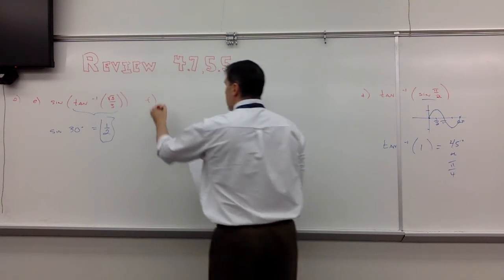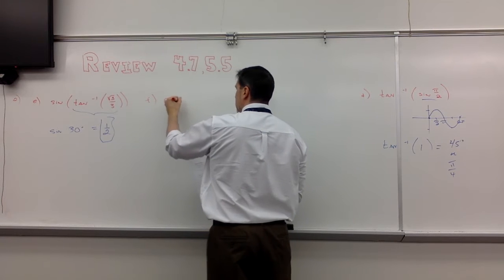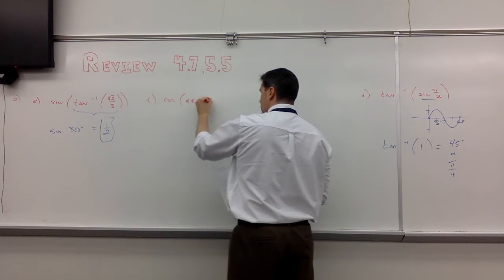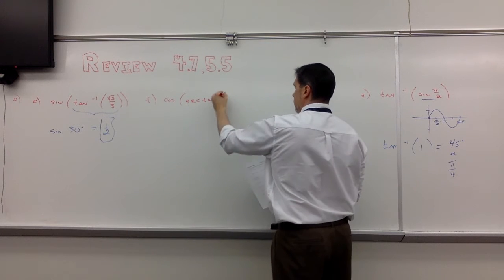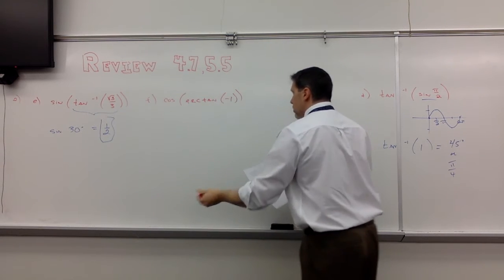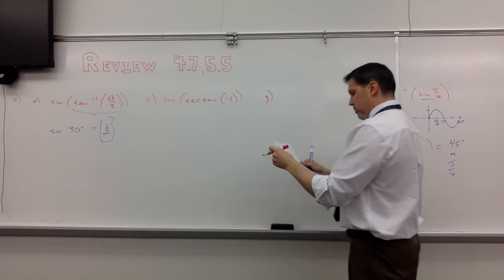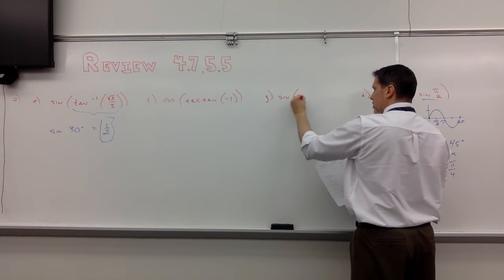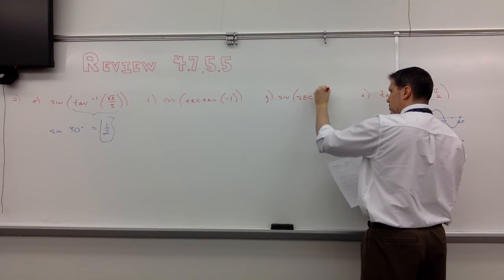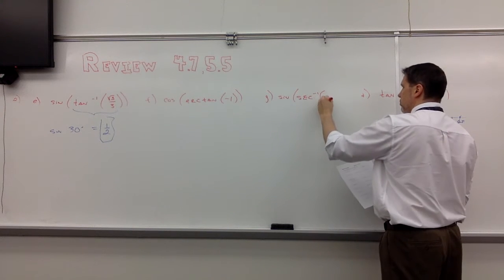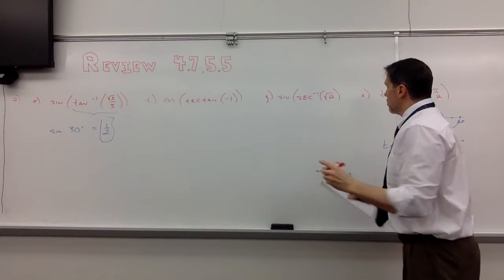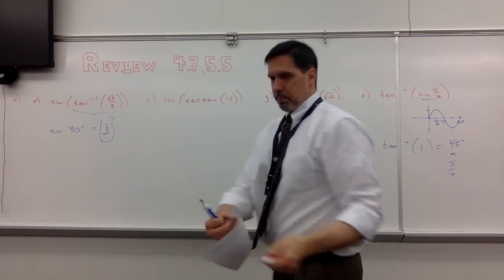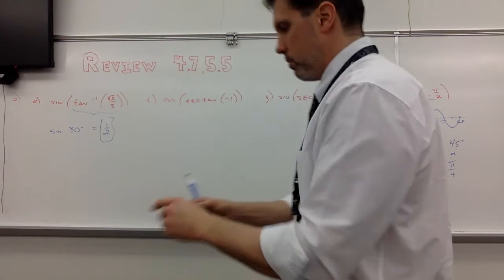Letter F, we got cosine arctan tan of negative 1. And I might as well write letter G while I'm here. Sine of secant inverse of square root 2. All right, let's go through these.